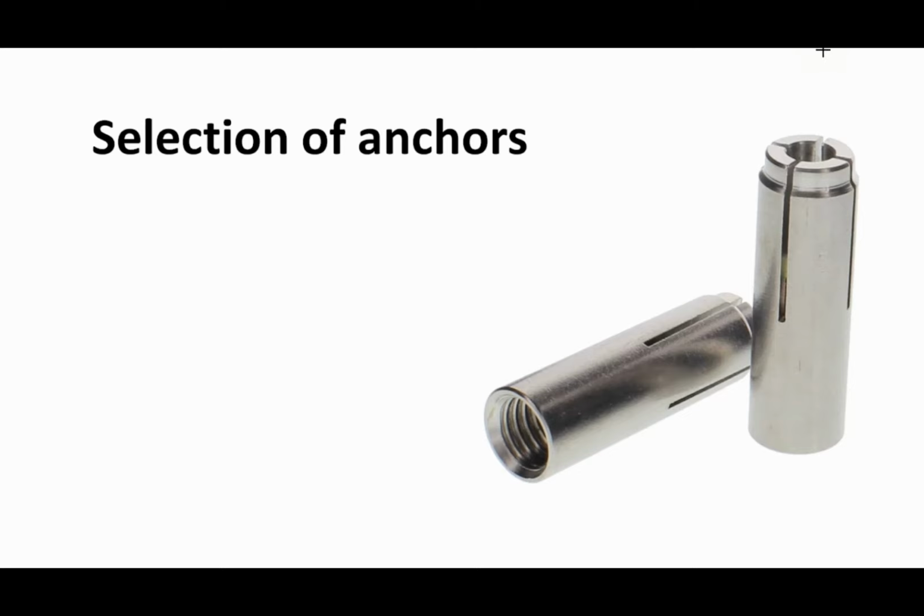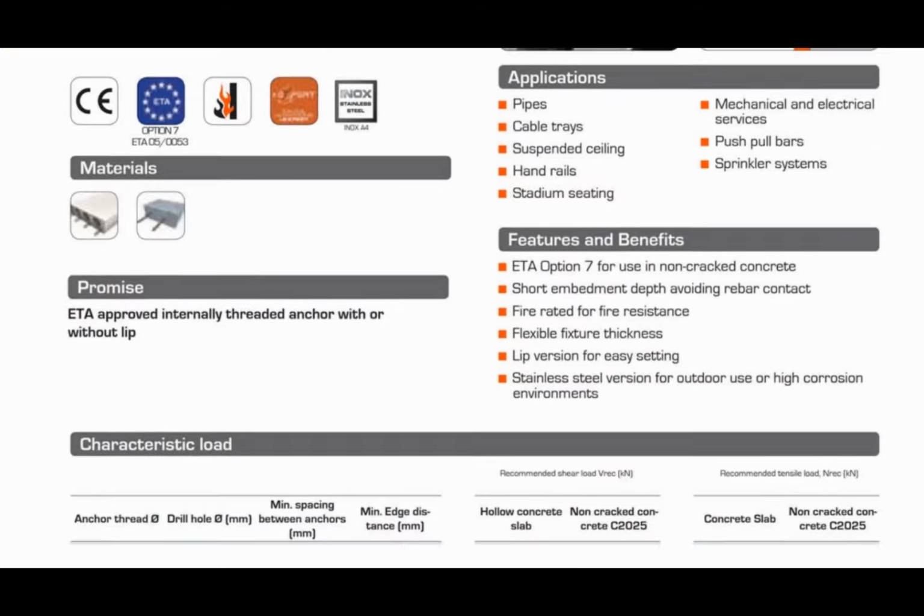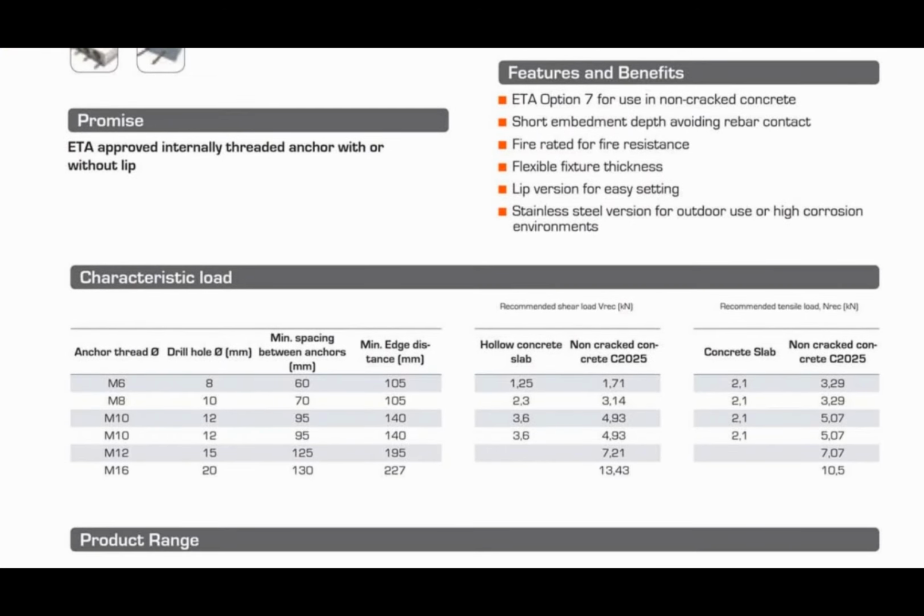Selection of anchors. For selecting an anchor for duct support, we use its specification sheet. You can see in this sheet the first column is showing the anchor size, and from here we can select the maximum recommended shear load in kilonewton, and the maximum recommended tensile load in kilonewton. For hanging rods, we will consider the maximum recommended shear load value.